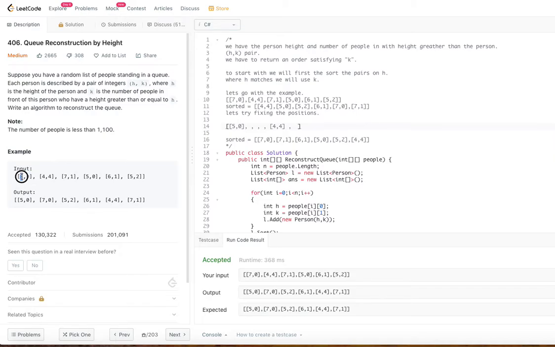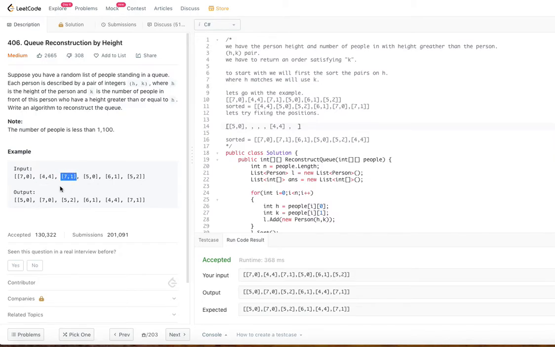So for example, in this input, what we have to think is, okay, this person's height is 7 and there are 0 people in front of him whose height is greater than 7, or greater than or equal to, actually. So greater than or equal to h. So we have to think, okay, there is no person before this guy who is greater than or equal to 7, right? So there are 0 people. So 4, 4. That means this person's height is 4 and there are 4 people in front of this guy. That means this guy must be the 5th guy, right?